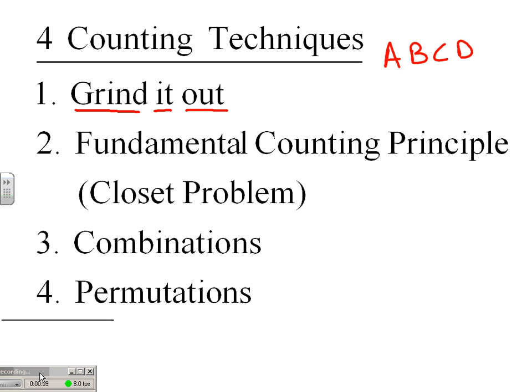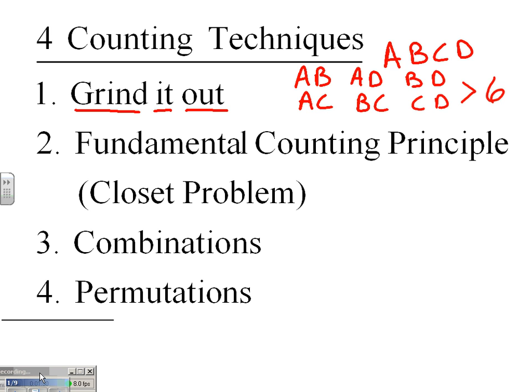And while there may be a more sophisticated technique, the ground out technique, we could just start listing them. I could take A and B, I could take A and C, I could take A and D, I could take B and C, I could take B and D, or I could take C and D. So in that case, there are six possibilities. And that's just an example of grinding it out.